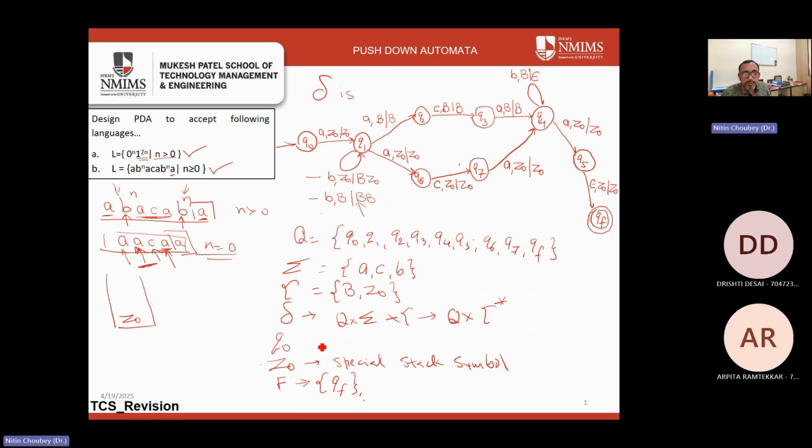Special stack symbol, initial state. Okay.